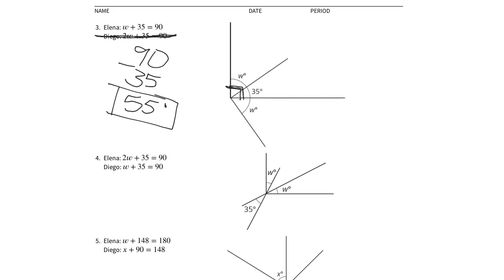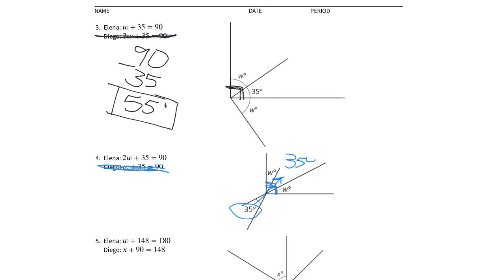Number 4. Now, if we look here, we see this is 35 down here, but we're looking for this over here. This looks like a right angle, but we learned from yesterday that vertical angles are the same. So if it's 35 down here, it's also 35 degrees up here. So 2 W's plus the 35 equals 90. So Elena's right this time.